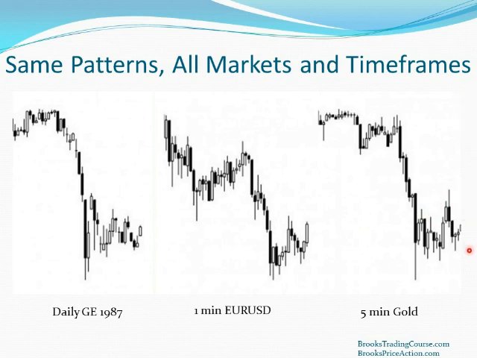If you take away the vertical axis, the price, and the horizontal axis, the time, charts look the same. And here are 3 charts, and if you did not see these labels below, you would not be able to tell that this is a daily chart of the stock market, General Electric, during the 1987 crash. You would also not be able to tell that this is a 1-minute chart of the Forex market, the euro versus the dollar, or that this is a 5-minute chart of gold.